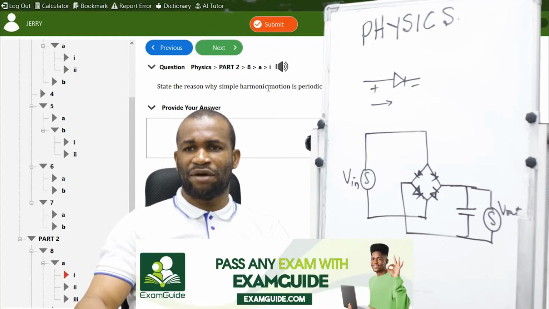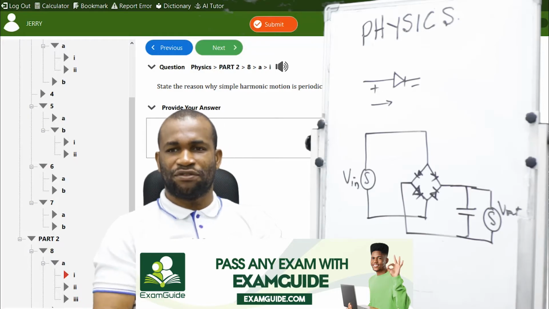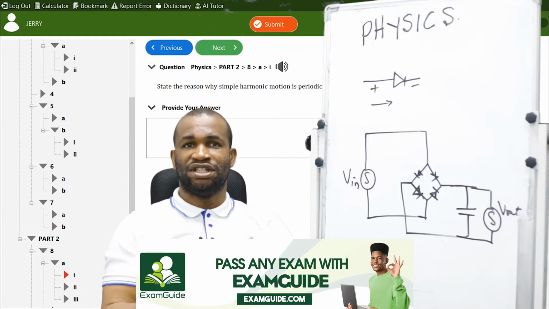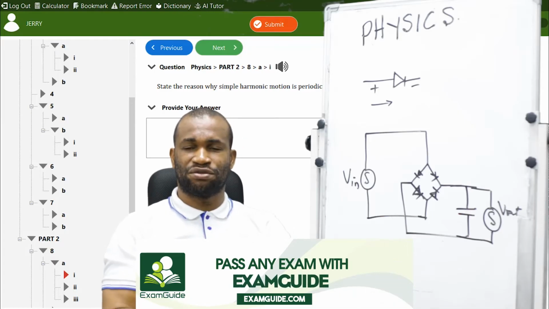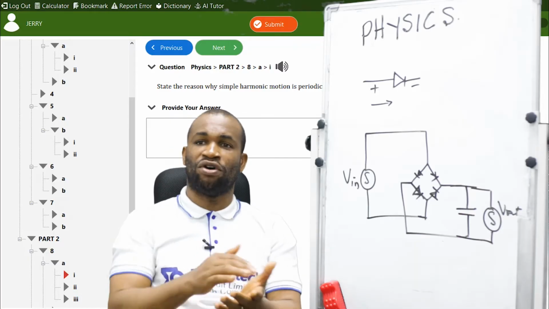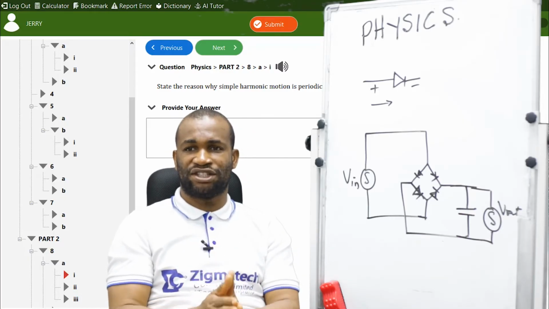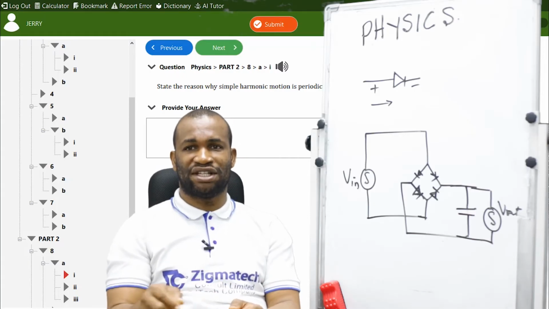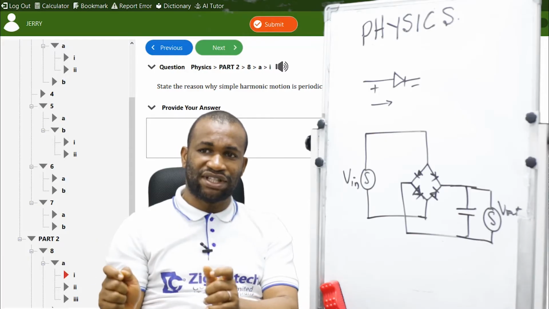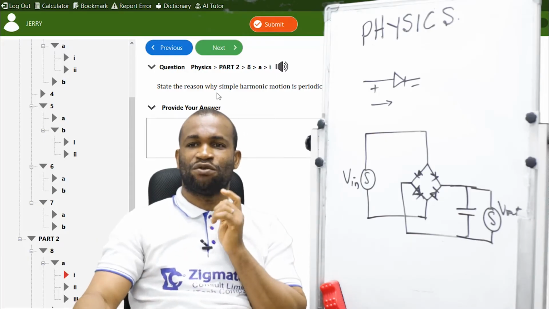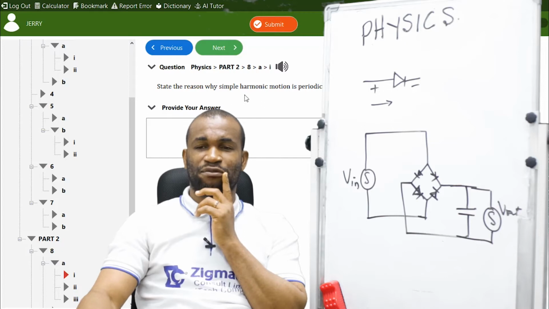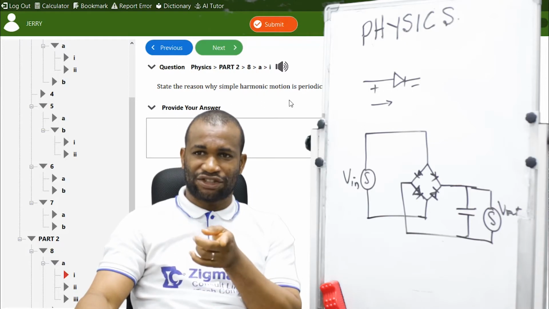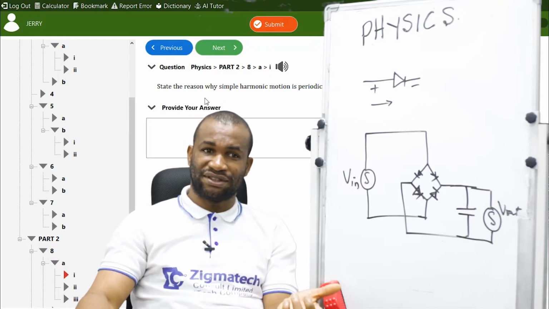State the reason why simple harmonic motion is periodic. For you to answer this question, you first need to know what simple harmonic motion is. Simple harmonic motion is the to and fro, vibratory or oscillatory movement of an object in a straight line such that its acceleration is directly proportional to its displacement and is always directed towards the center. So one reason is that the acceleration must be directly proportional to the displacement.